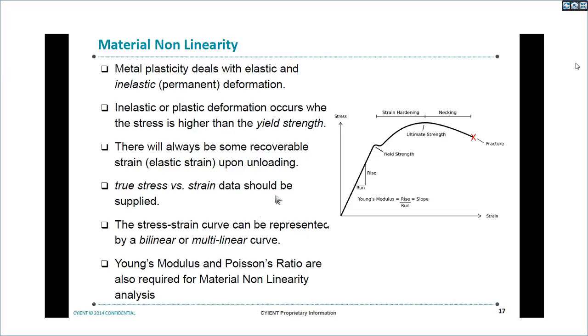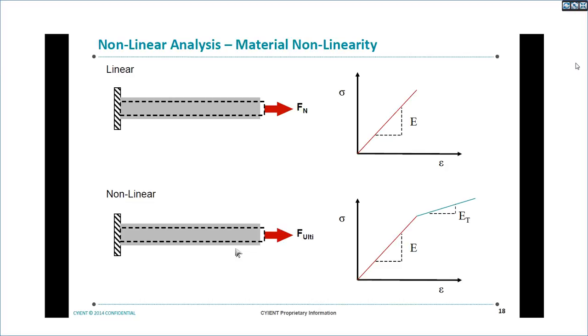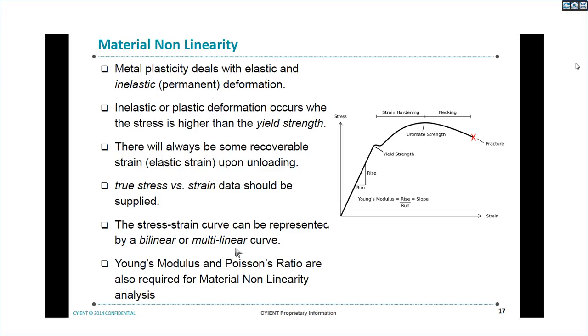So two stress and strain data should be supplied for material data. Stress strain curve can be represented by a bilinear or multilinear curve. Bilinear Young's modulus and Poisson's ratio are also required for the material nonlinearity analysis. So that's what we discussed here.